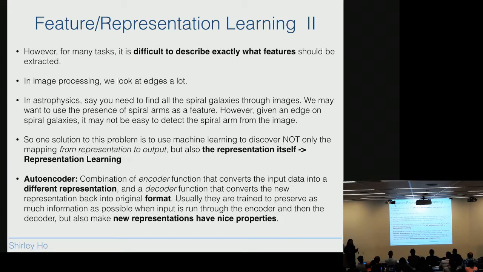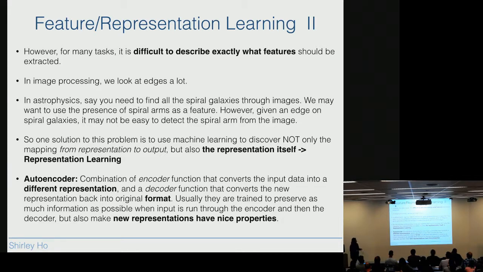In image processing, we look at edges. So when you look at ReLU, it's basically just an edge function at some level, right? You zero, or you do this linear function. Other versions of ReLU are the same. Other versions of activation help you to find edges. But say in astrophysics, you need to find all the spiral galaxies through images. You want to use the presence of spiral arms as a feature. But if you just have the edge, you might not be able to figure out that's a spiral arm. So if you just tell the machine what representation it should be looking at, it's not so trivial.